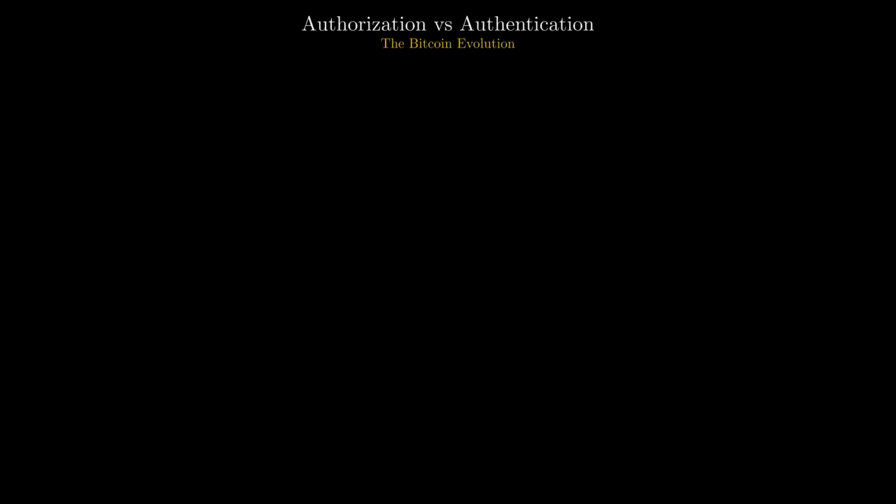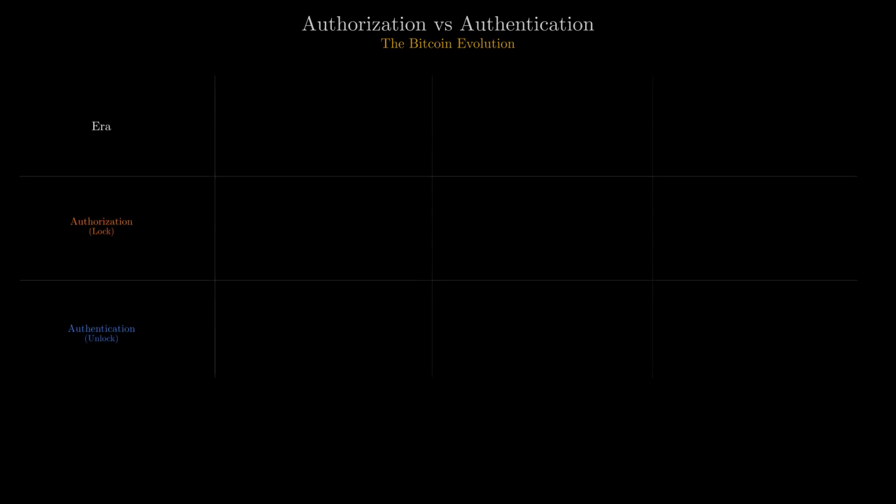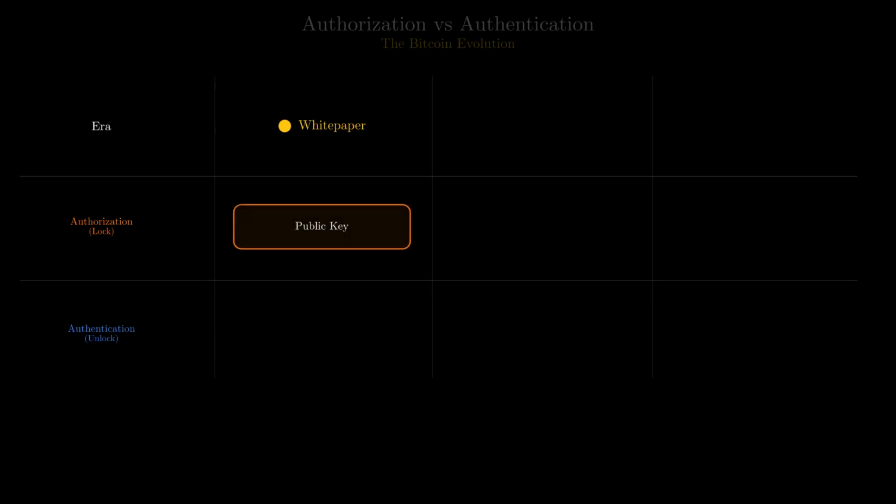SegWit isn't just a patch, it's the latest chapter in a pattern unfolding since Bitcoin's creation. Every version of Bitcoin separates authorization from authentication. Authorization defines who can spend. Authentication proves they have the right. Let's trace this evolution. In the original white paper, a public key authorizes spending and a digital signature authenticates the spender.